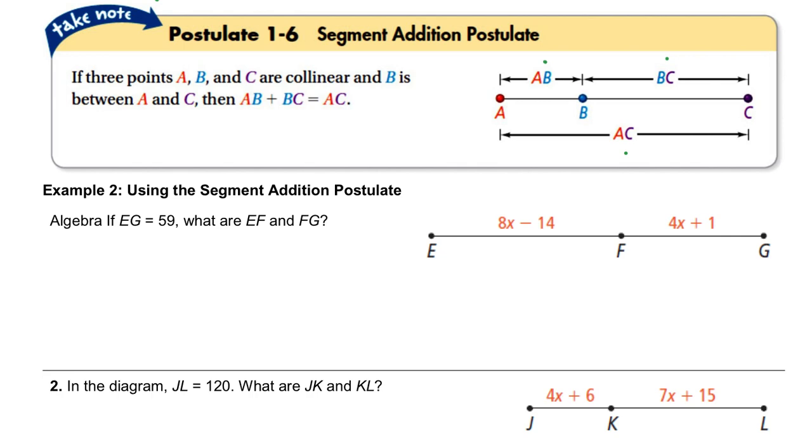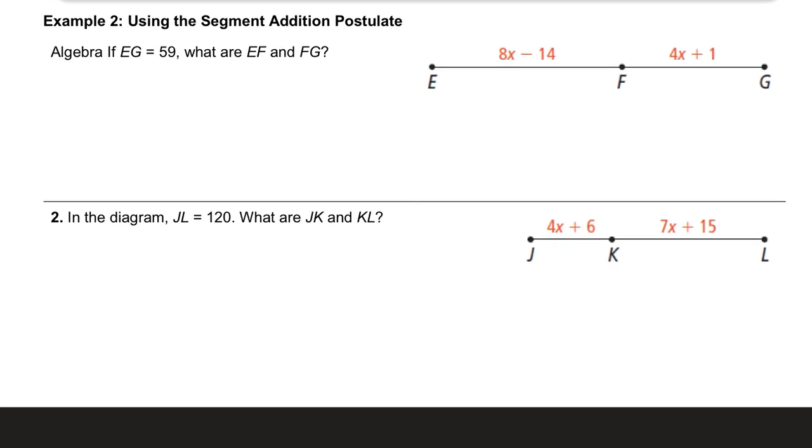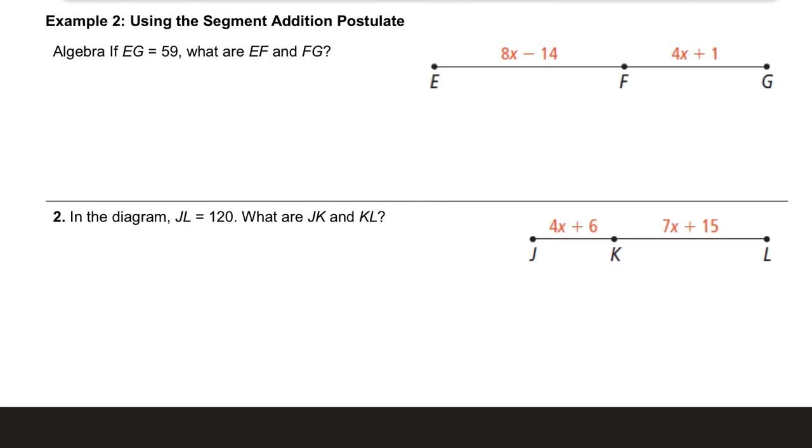So example 2 involves some algebra and the segment addition postulate. And it says, if EG is 59, what are the lengths of EF and FG? So this is understanding that F is between E and G. So that means that EF plus FG equals EG. Okay? I want us to understand that EF plus FG equals EG. And we have all the measurements we need to set up an equation to represent this situation.